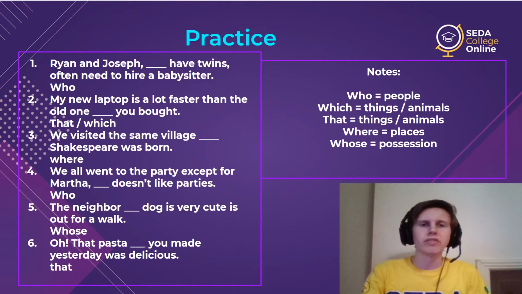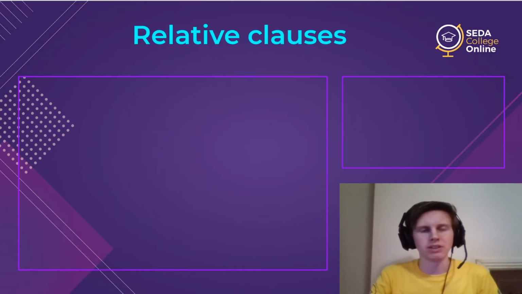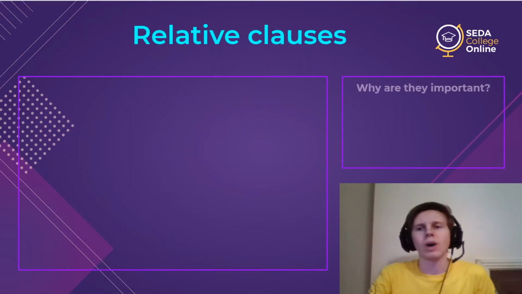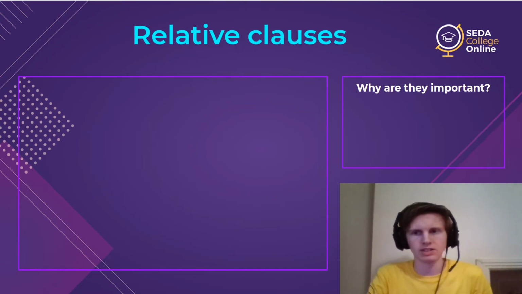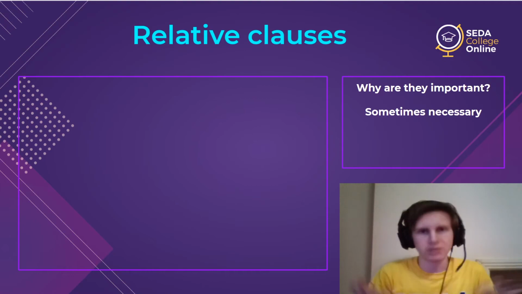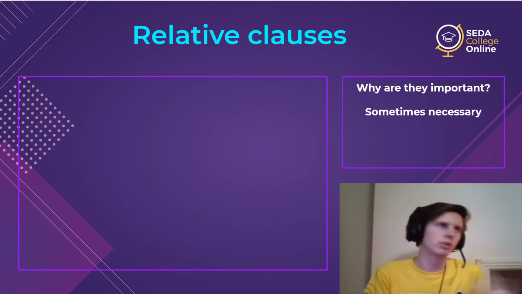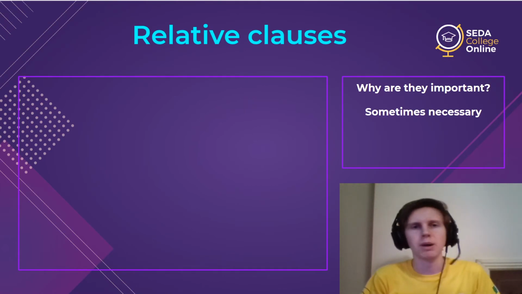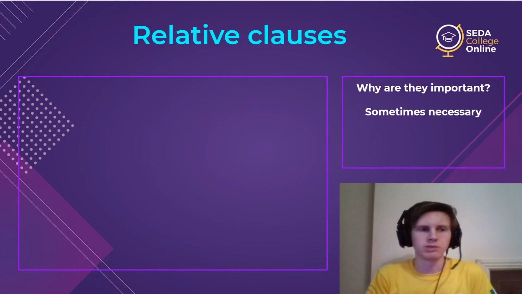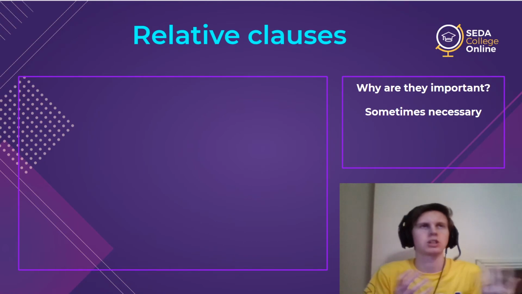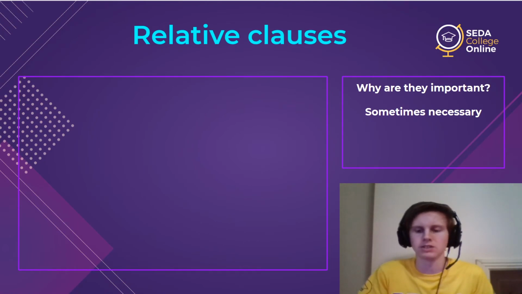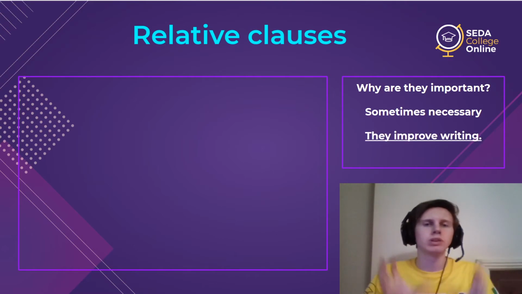Okay, so finally what I want to talk about is why are they important? Why am I talking so much about relative clauses? Well, one is because sometimes they're necessary. As I said in previous examples, like Amanda is the woman who lives across the street, it's necessary. You must use a relative clause to complete that sentence. But more importantly, they can improve your writing.